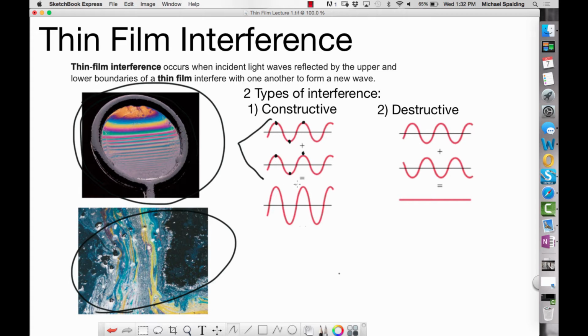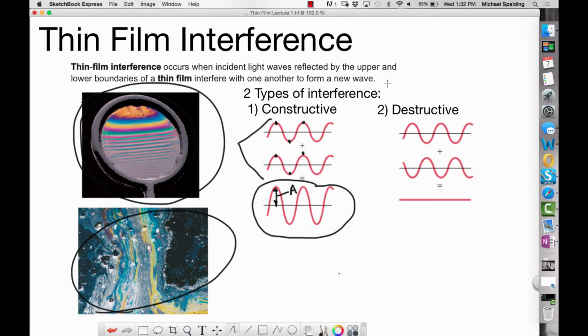And what's the result of constructive interference? Two waves that are in phase are going to add to each other and give a wave with a larger, what do you call that distance right in there? Amplitude. That's the amplitude of the wave. So it increases the amplitude and therefore the intensity of the wave.